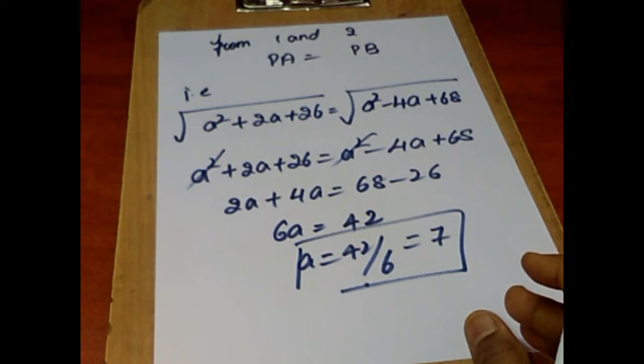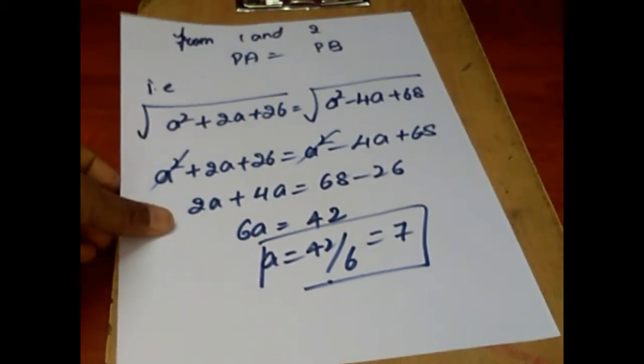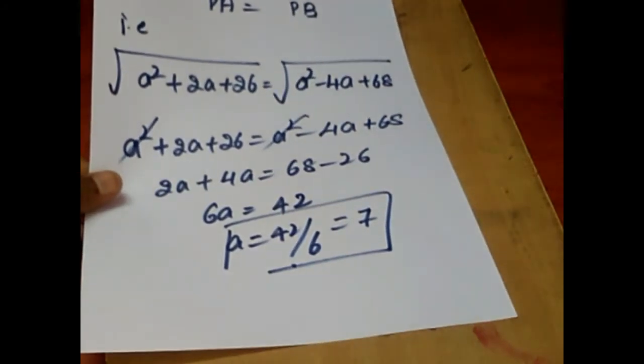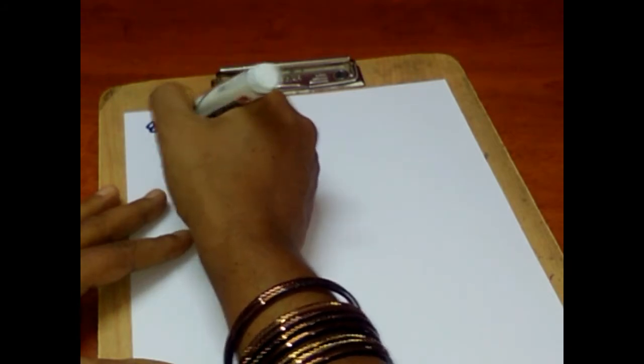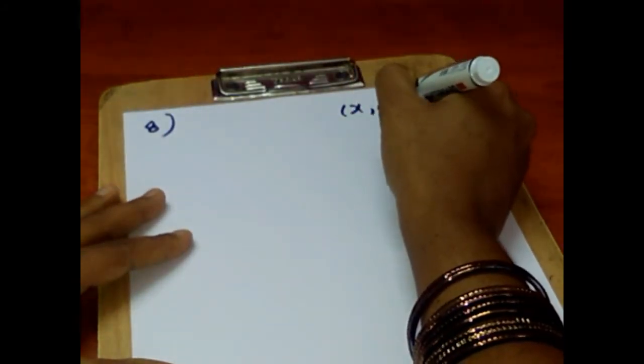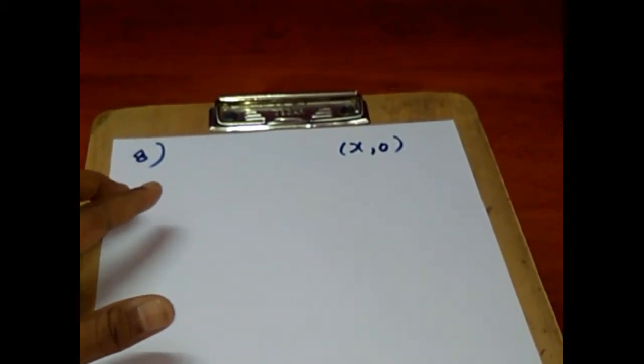Next is question number 8. What point on x-axis is equidistant from the point 7, 6 and minus 3, 4? So here also, children, how nice the question is asked. What point on x-axis? So point on x-axis is, we know it very well, this is x, 0. Point on x-axis is x, 0.